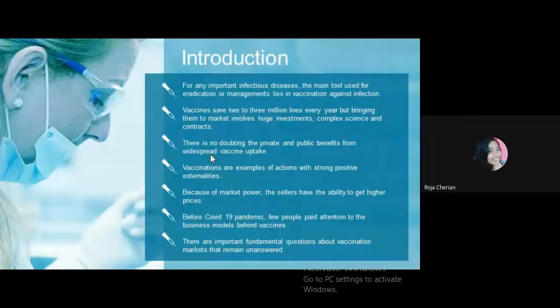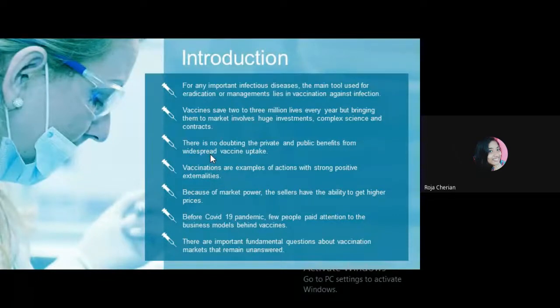We know that for any important infectious disease, the main tool used for eradication or management lies in vaccination against infection. Vaccines save 2 to 3 million lives every year, but bringing vaccines to market involves huge investment, complex science, and contracts. We have no doubts about the private and public benefit from widespread vaccine uptake. So vaccines are examples of actions with strong positive externalities. Positive externalities mean actions that benefit others who are not involved in the transaction.